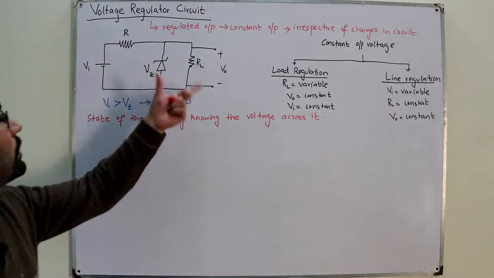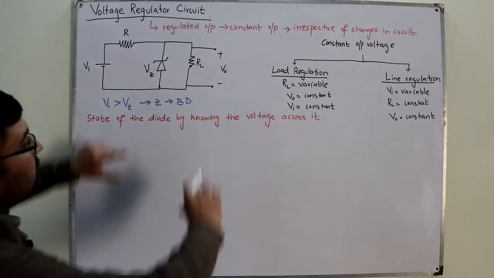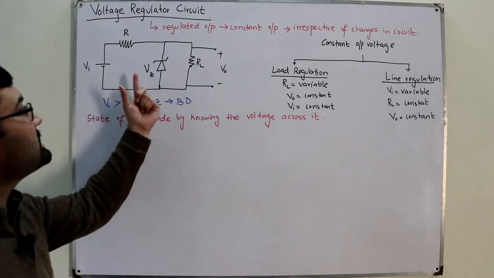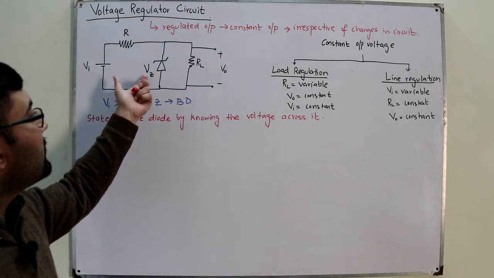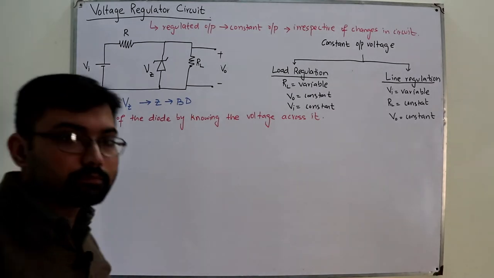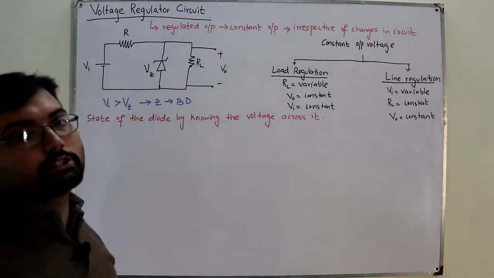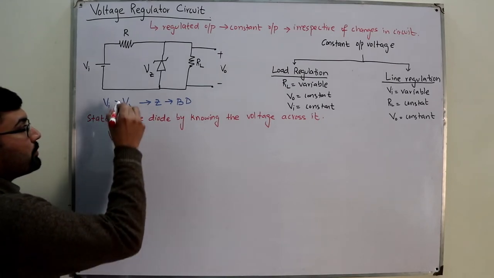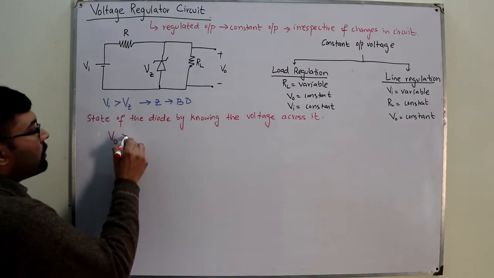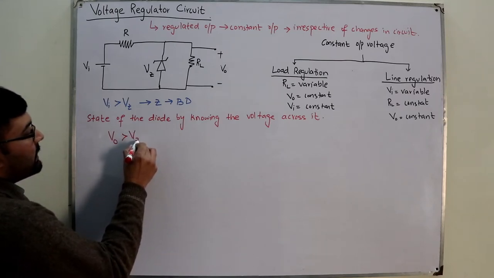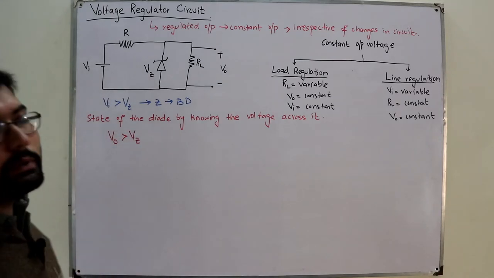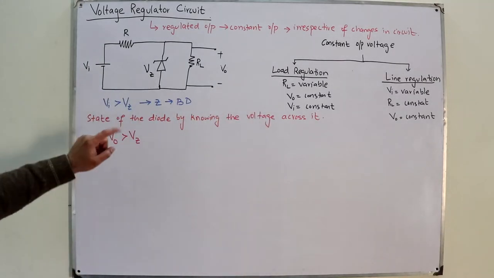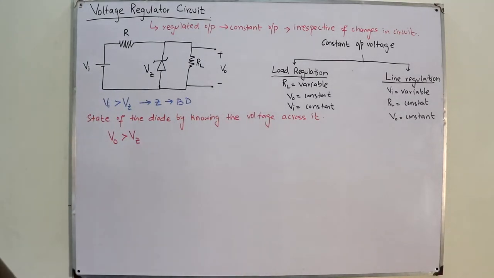In this case, what is the voltage across the Zener diode? It is in parallel with the load resistance, which means the V output is the Zener potential. V output is the potential across the Zener diode, which means that in order for the diode to break down, the output voltage should be greater than VZ. The output voltage should be greater than the Zener potential, and you can see that was wrong.